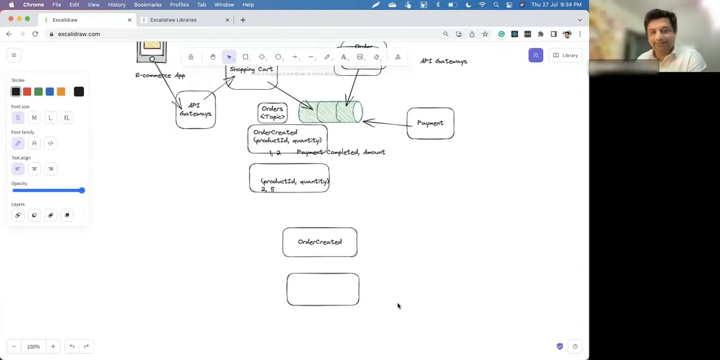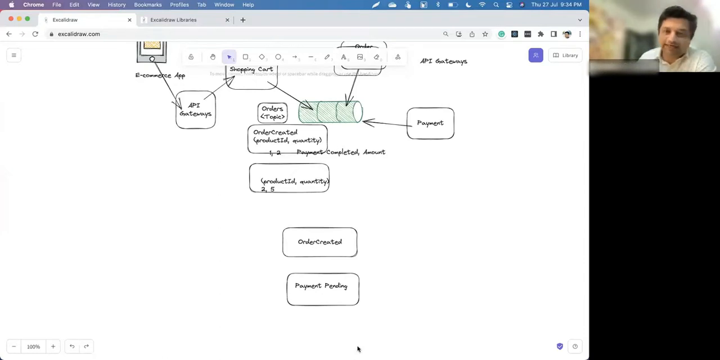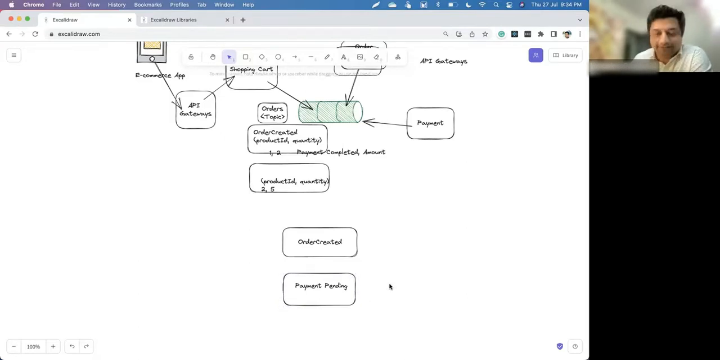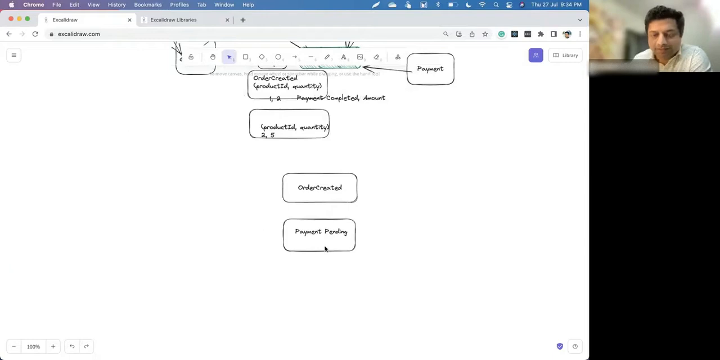The next event is payment pending, right? So maybe the user enters the payment details, mode of payment, and the order is verified as a genuine order, right? Maybe now this order processing service will trigger another event once the verification is done, payment pending. Now, once the payment pending event happens, the payment service will get notified.